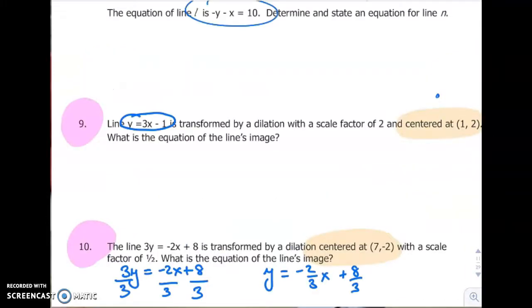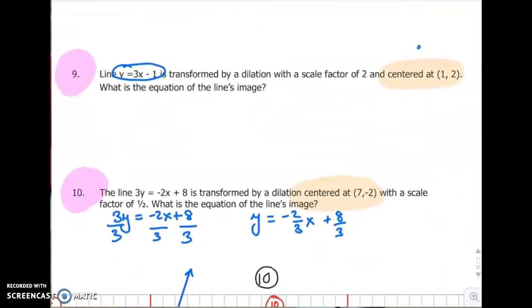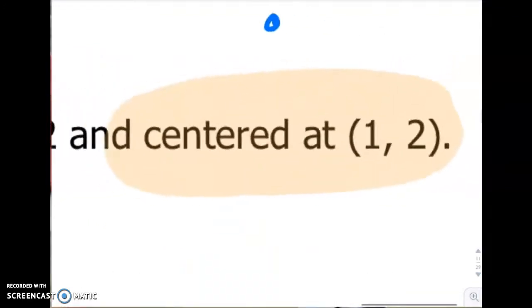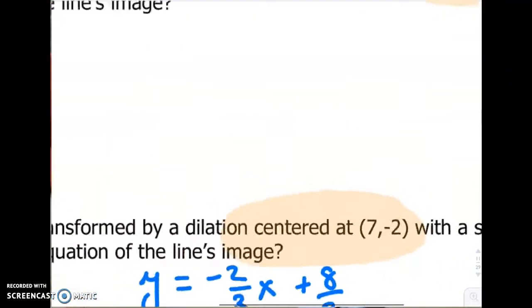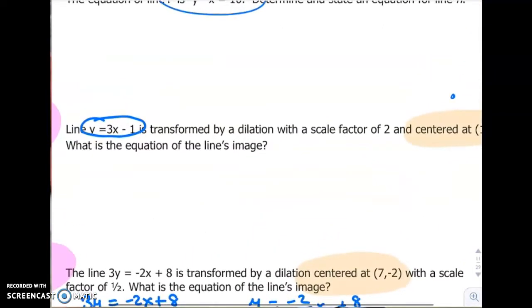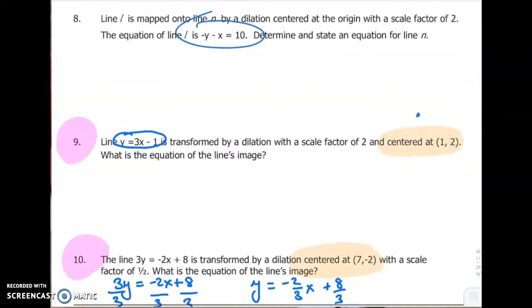Okay, so as promised, I was going to help you with 9 and 10, which you need help with because they're different in respect to what the center of dilation is. If you look, it's not the origin. Number 9 is centered at (1, 2), and number 10's centered at (7, -2), which means the center of dilation is not at the origin. But both of these have some trick in it that you'll see in a minute, which makes them not that bad.